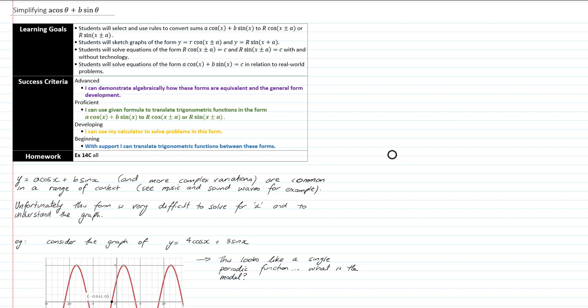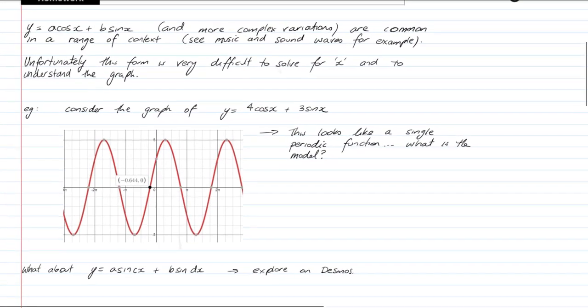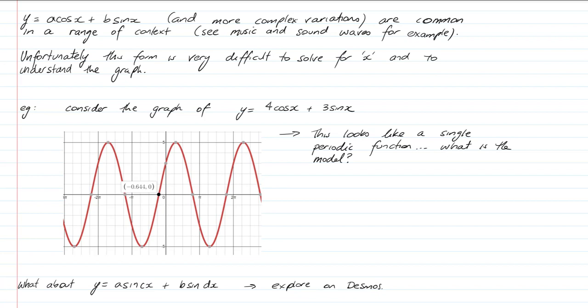So the learning goal, success criteria as usual, and here's our information. So y equals a cos x plus b sin x, or theta, or more complex variations. They're pretty common in a range of contexts, so adding them together is a really common thing to do. Music, sound waves, for example. Unfortunately, this is a very difficult form to solve for x and to understand the graph, as I just said.